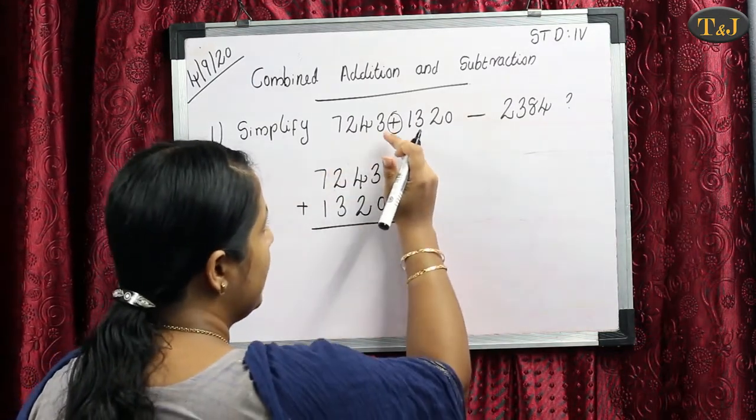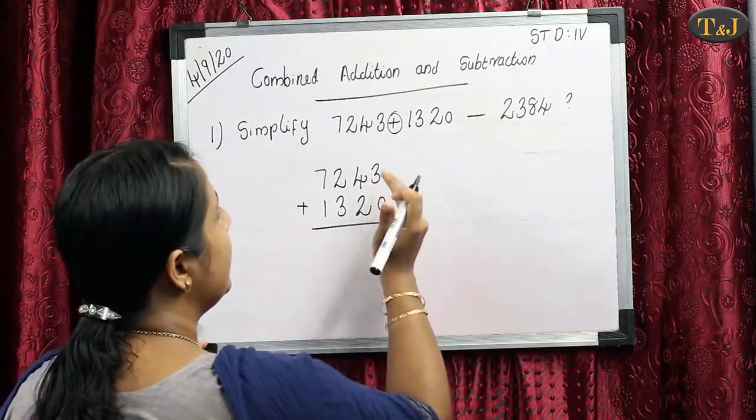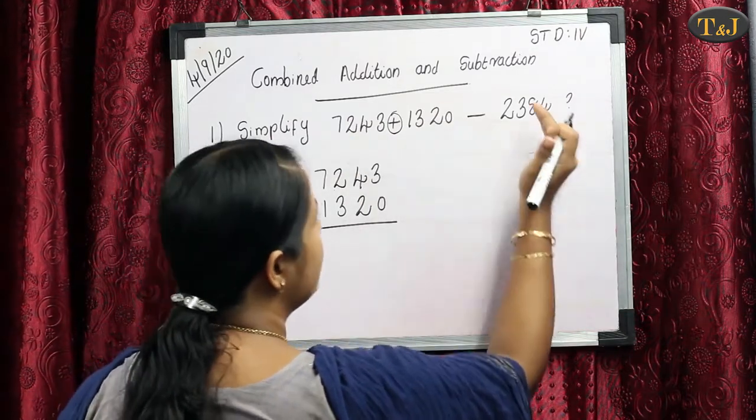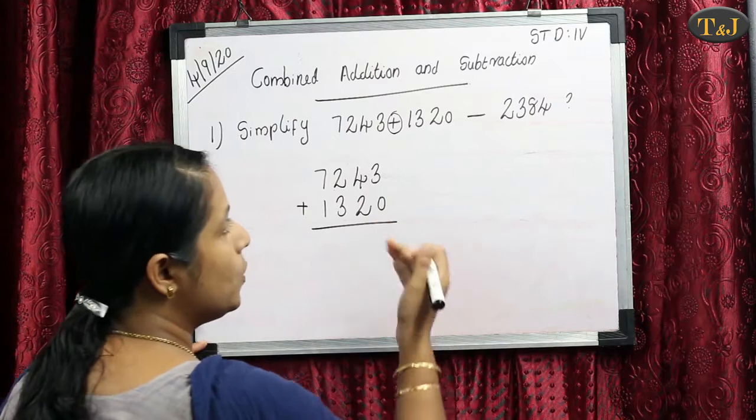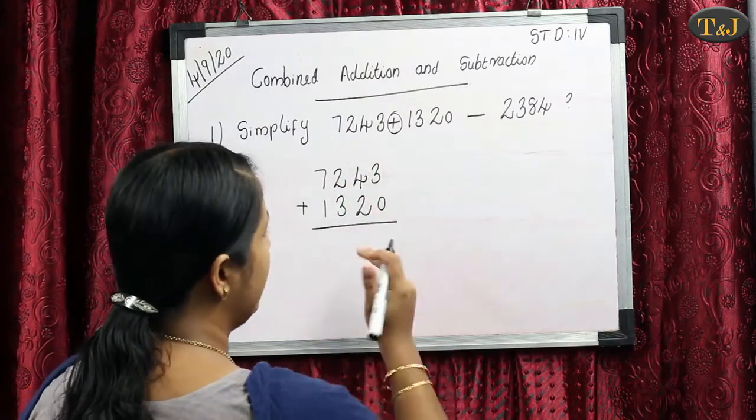So in this problem, the middle symbol is plus. That's why we have to select that number position. Then the next is minus. So first we do the plus position, then whichever symbol comes next, plus or minus, that we do. Here we first do the plus symbol, that's why we are adding.